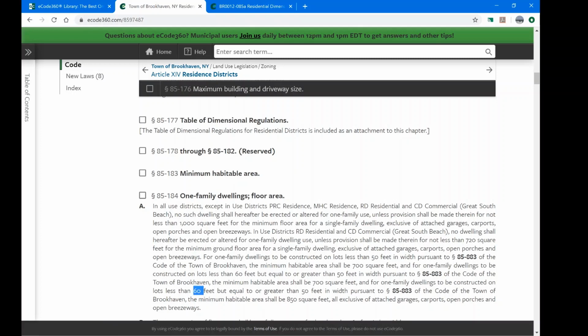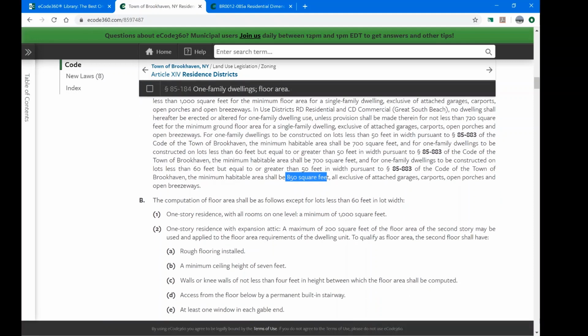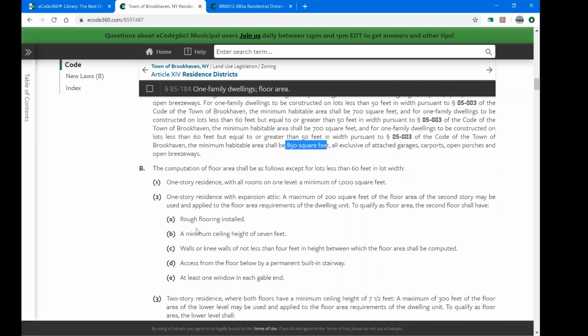If you're at 60 feet, between 60 and 50 feet, then you have to have a minimum of 850 square feet of floor area in the house. And that's exclusive of garages, carports, porches, and breezeways. All right, so here's how they go through the calculation of it.